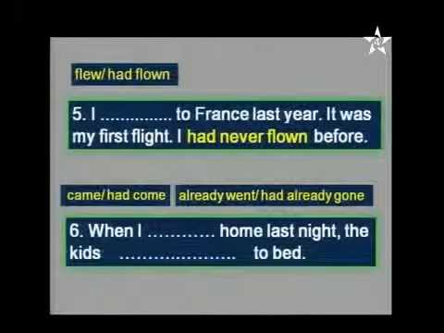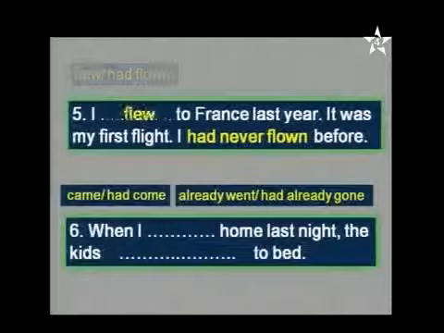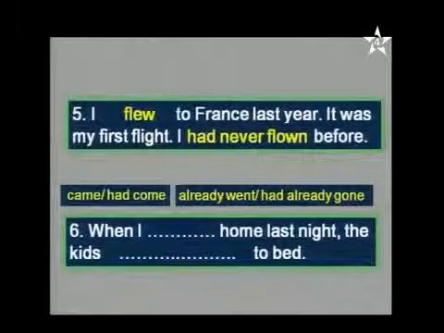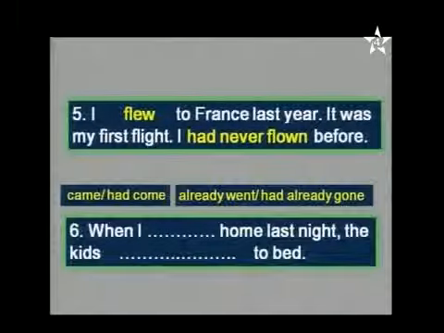And then last year I flew to France. So the sentence is, I flew to France last year. It was my first flight. I had never flown before. What about number six? Which is first and which is second?